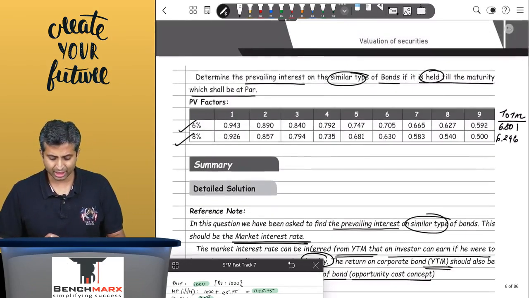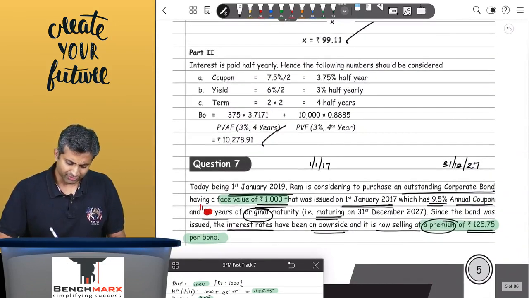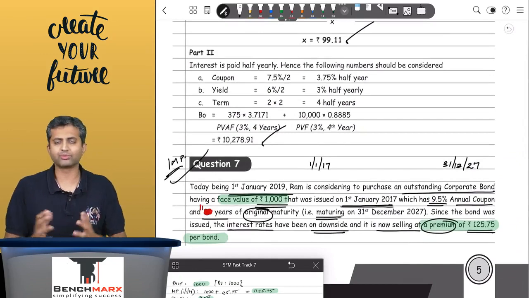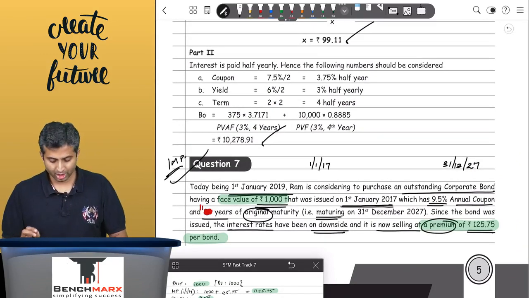Okay, so this takes care of question number 7. I would rate this as important for you, to help as a base for the present value calculation.